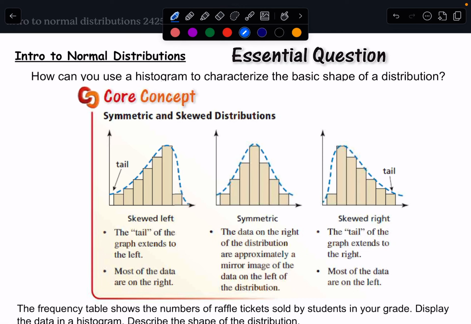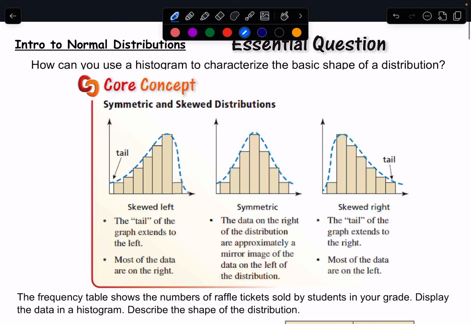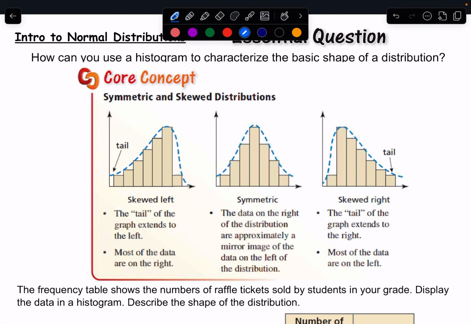All right, guys, today we're talking about normal distributions. Another way to look at that is when you take a bunch of data and you put it together and you analyze it. If you take that data and you group it together and you create a histogram out of the information, sometimes you get what is called a normal distribution, and it looks like these three examples below.